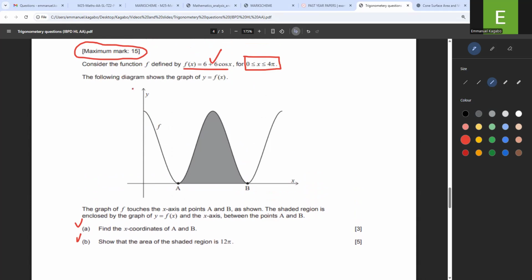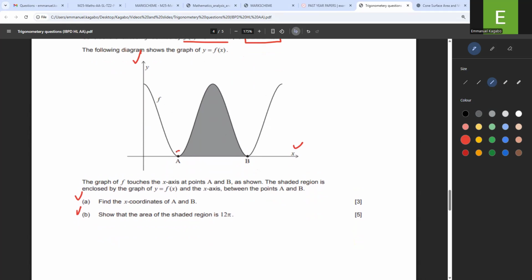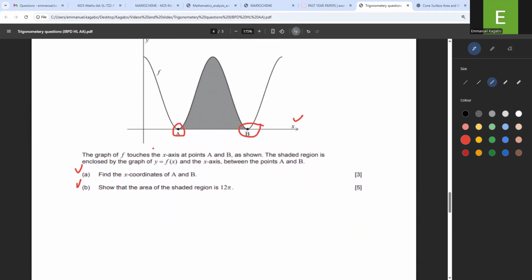So the graph, this is the y-axis and the x-axis. And then you have your point A here. Be careful. Pay attention to that. Okay, do you see that one, guys? Okay, very good. Now, then they say the graph of f touches, underline the keyword. Whenever you're doing past paper questions or even getting ready for exams, it's very important. Touches the x-axis at point A and point B.